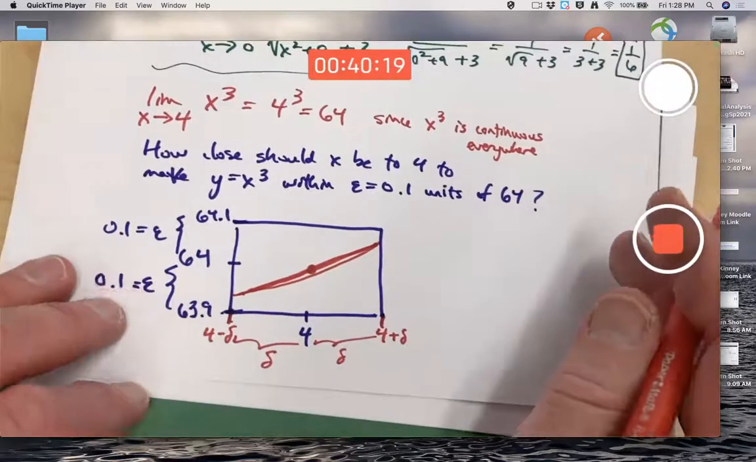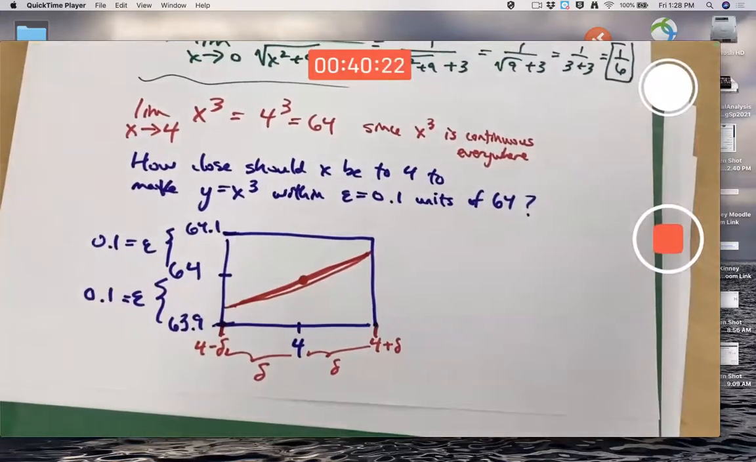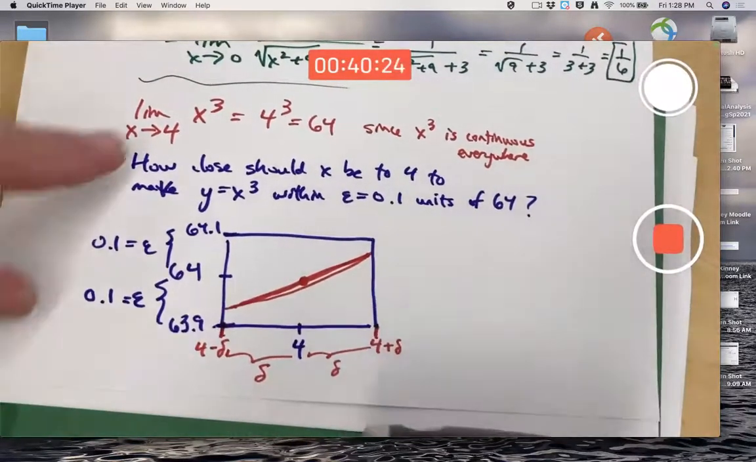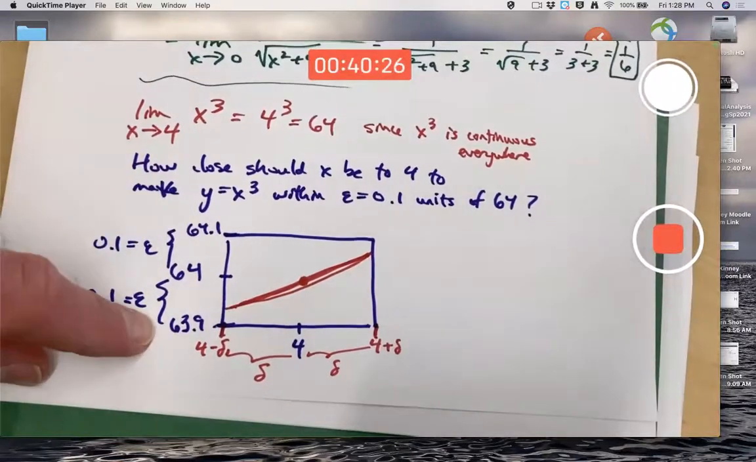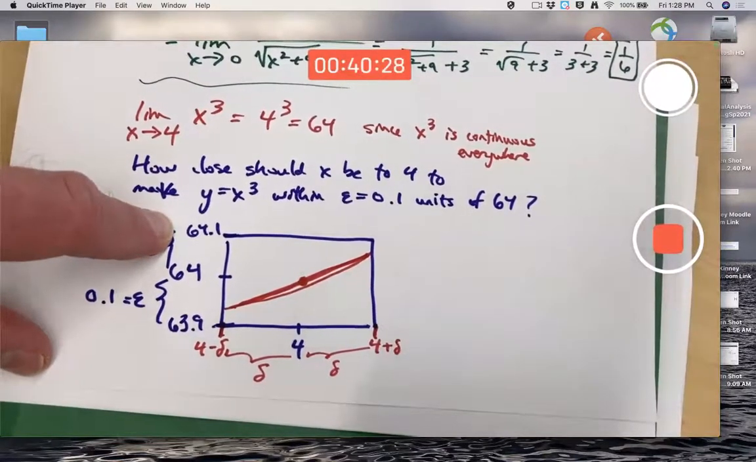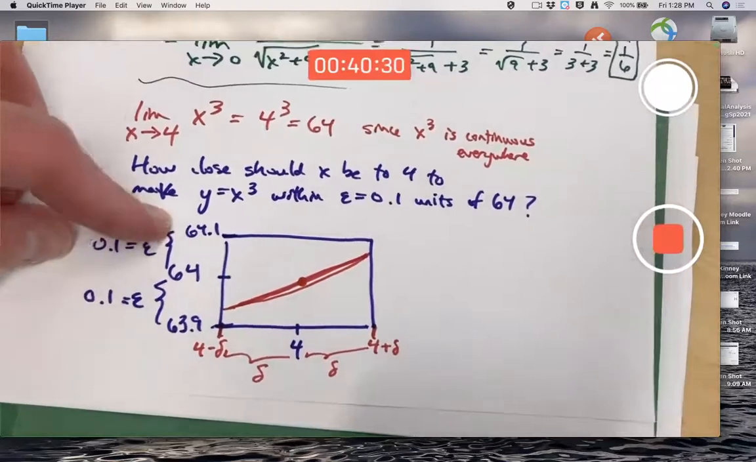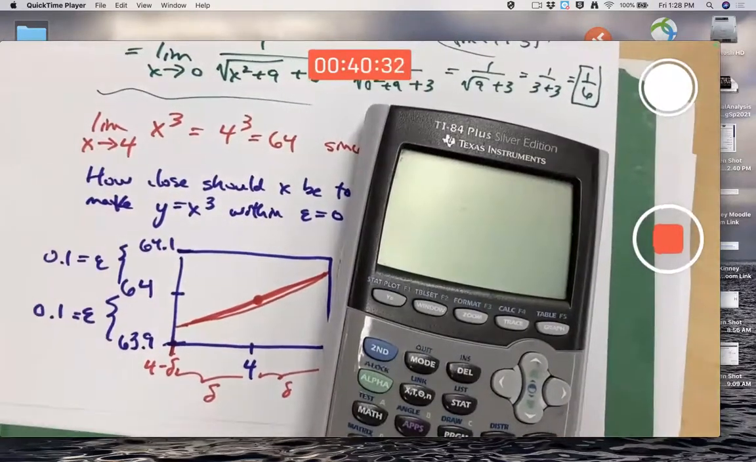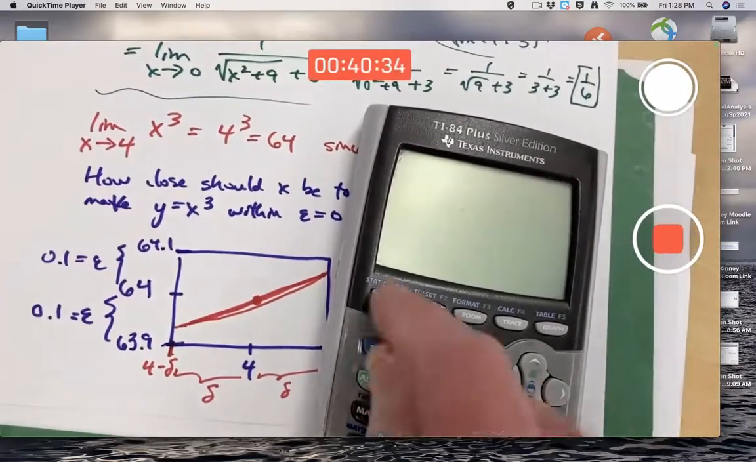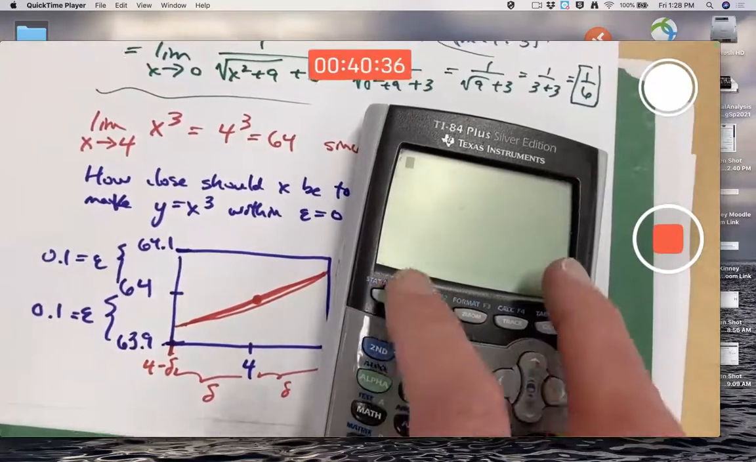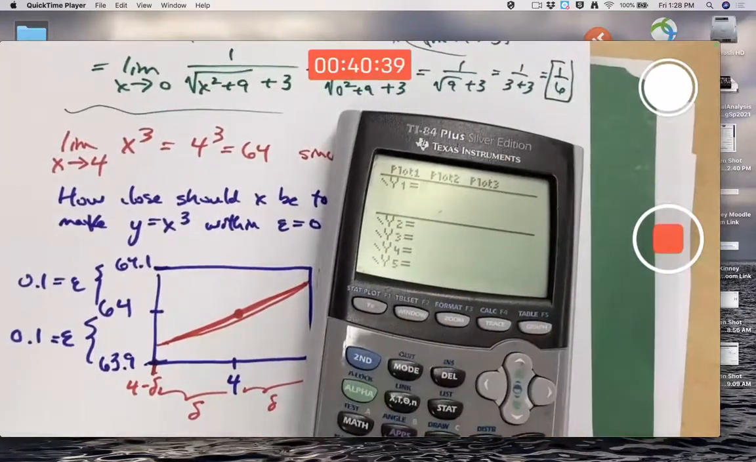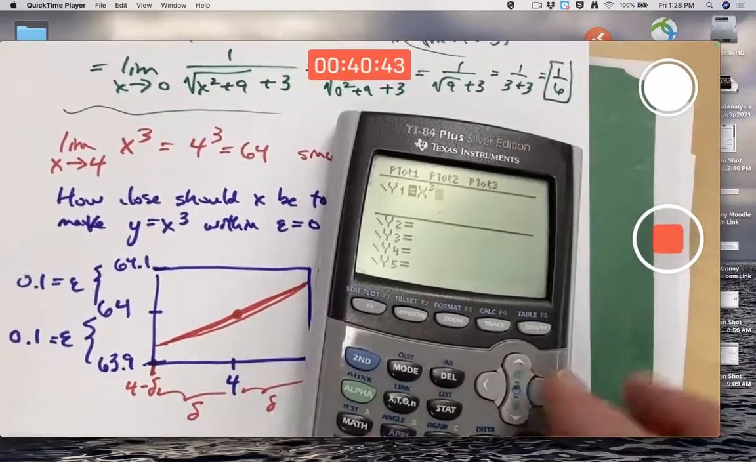Actually, let's just do it experimentally. I could do it with some algebra. I could set x cubed equal to 63.9 and 64.1 and solve for x, like I did with the x squared problem on Wednesday. But let's just do it purely with calculator experimentation this time. So, a simpler function, it's just x cubed.